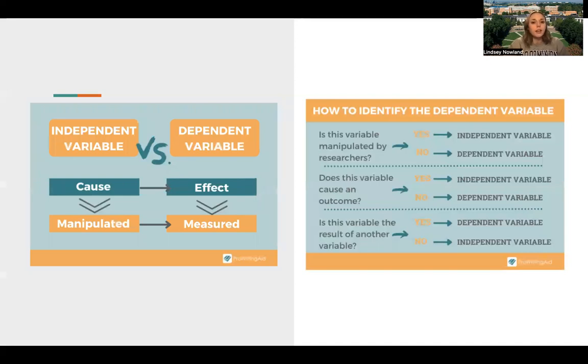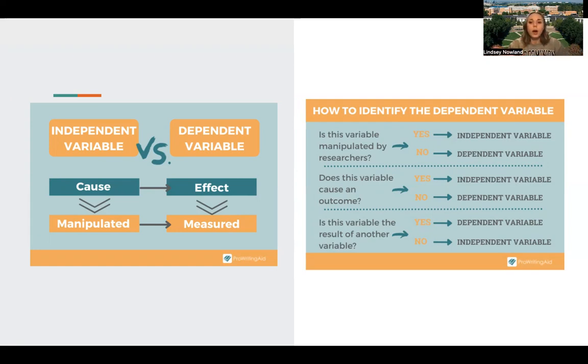So again, the independent variable causes the effect. The independent variable causes the dependent variable, or causes the effect of the dependent variable. It can be manipulated, whereas the dependent variable is measured. So if you're manipulating different levels of the independent variable, you're measuring the outcome of those different levels that you've manipulated.